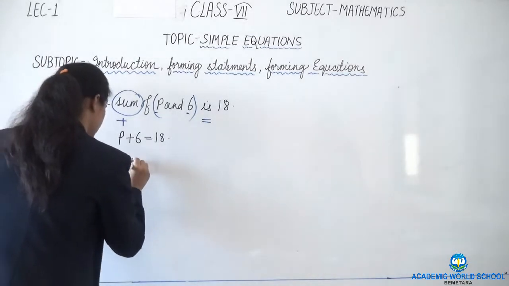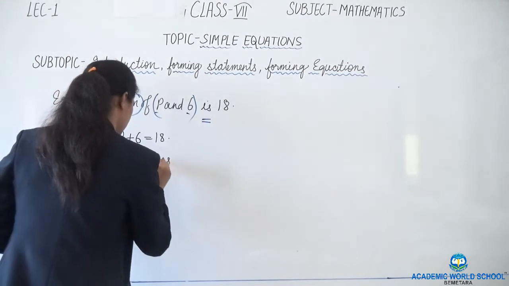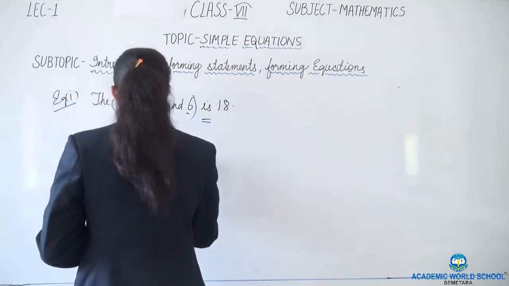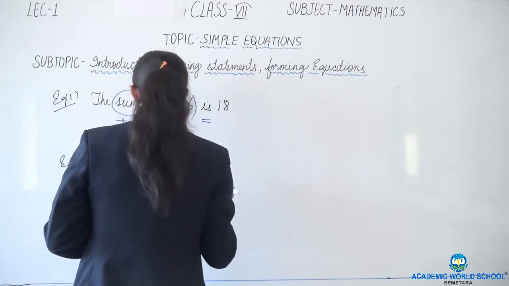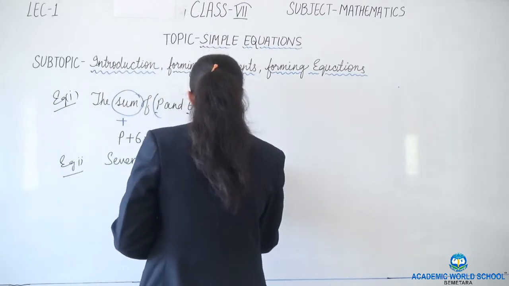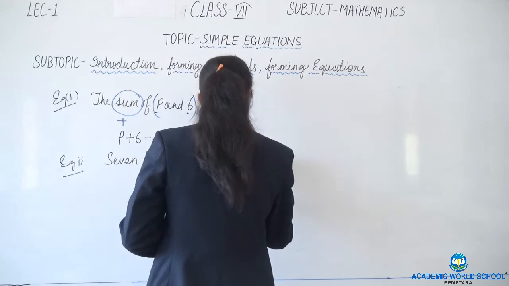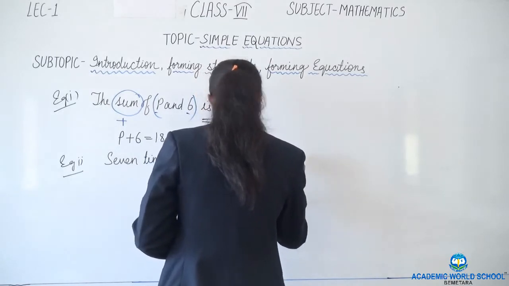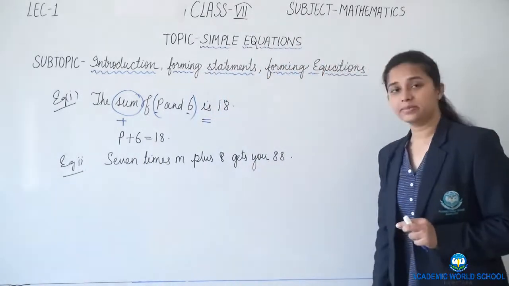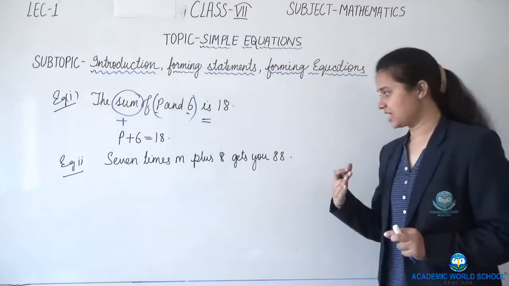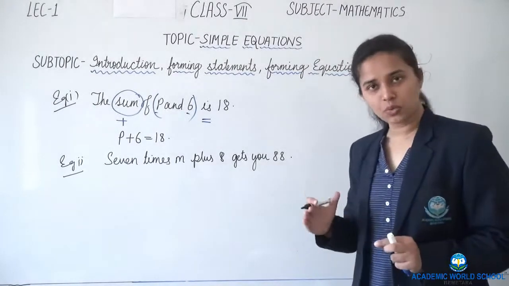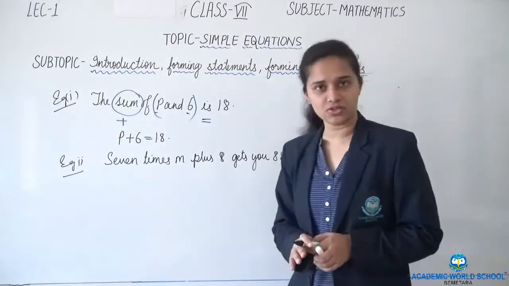7 times m plus 8 gets you 88. 7 times m plus 8 gets you 88. This is the question. Okay.